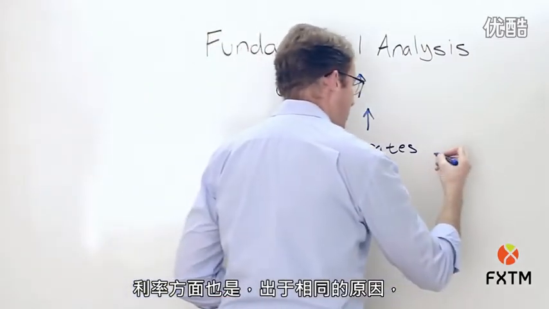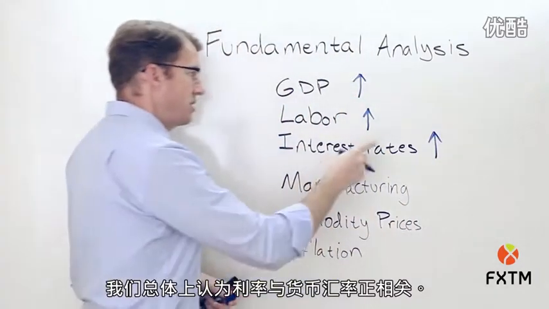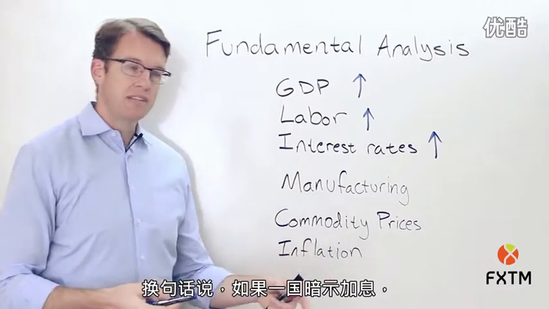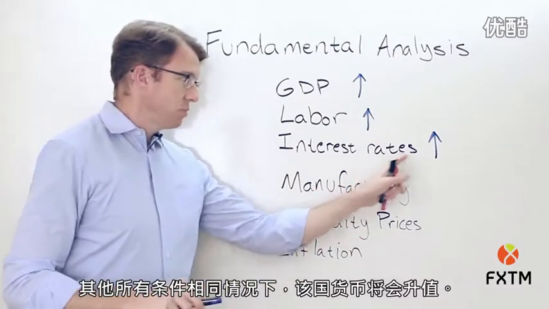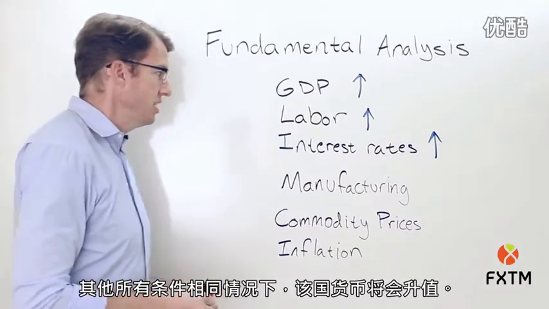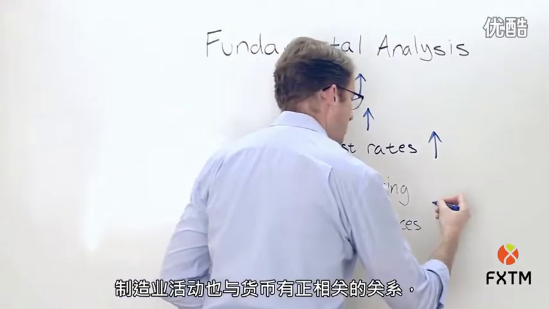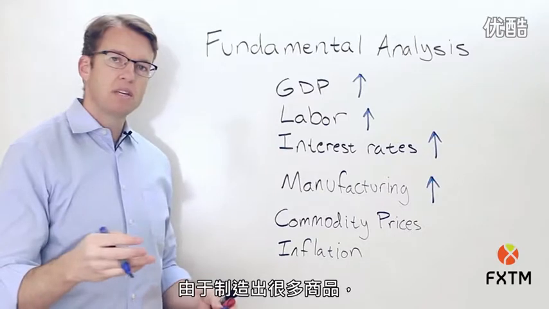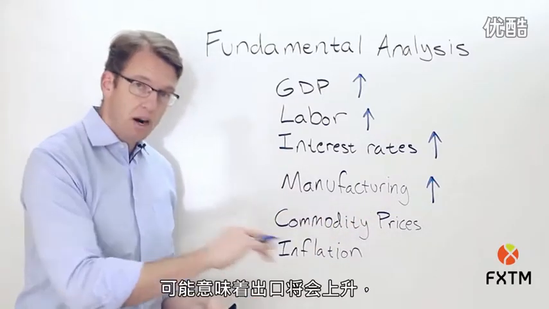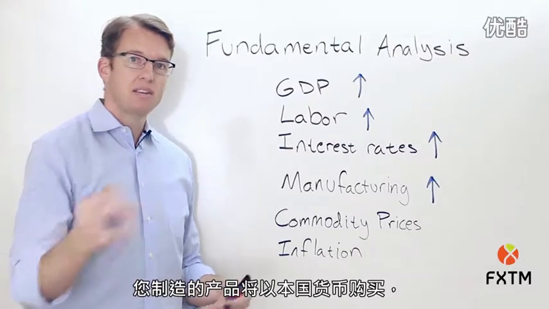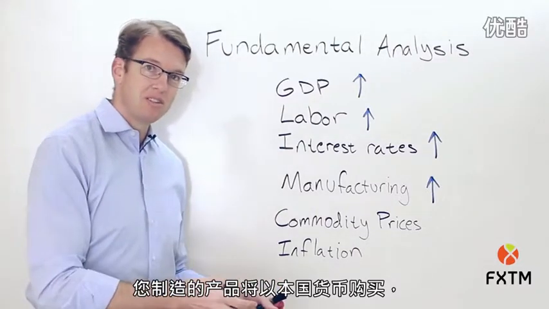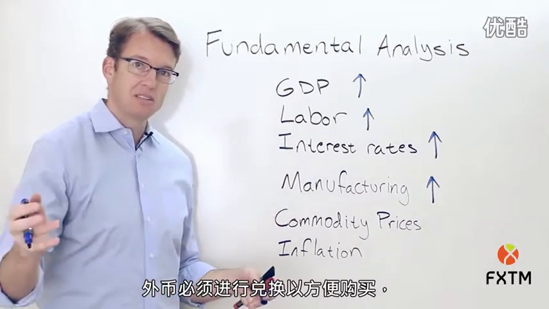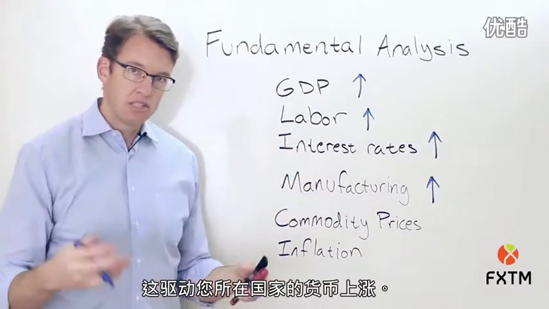Now, interest rates also, we generally assume that for very similar reasons, are going to have a positive correlation. So in other words, if an economy is threatening to raise rates, all else being equal, again, we'll probably assume that their currency will appreciate in value as well. Manufacturing activity tends to also have a very positive correlation with your currency's value. And if you think about it, that should make sense, because if you're manufacturing a lot, then it probably means your exports are going to go up. That means that the products that you're manufacturing are going to have to be purchased in your domestic currency. So foreign currency is going to have to be exchanged for that to facilitate those exports. So it drives the value of your currency higher.